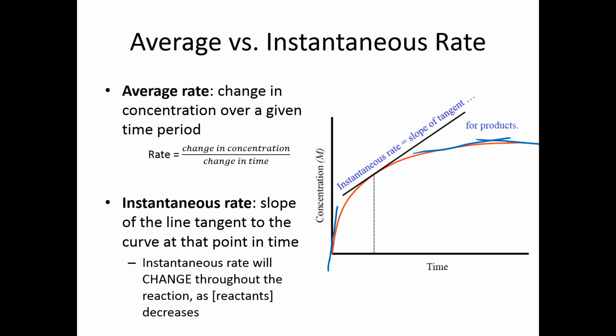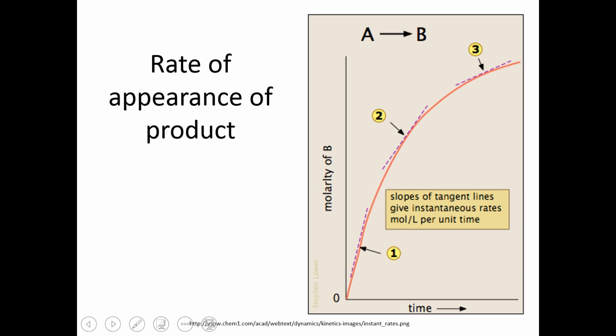So instantaneous rate will change over time. As the reactants get used up, the reaction's going to slow down because the reactants are going to bump into each other less frequently. So here's another example of this.